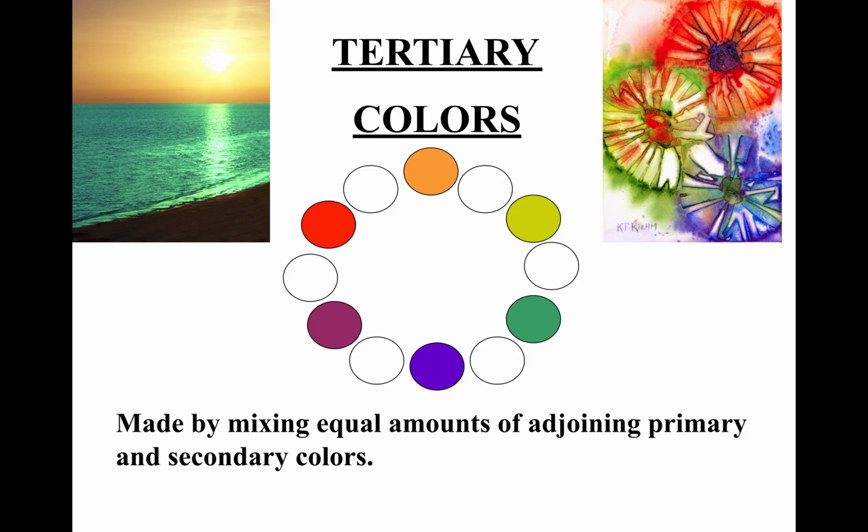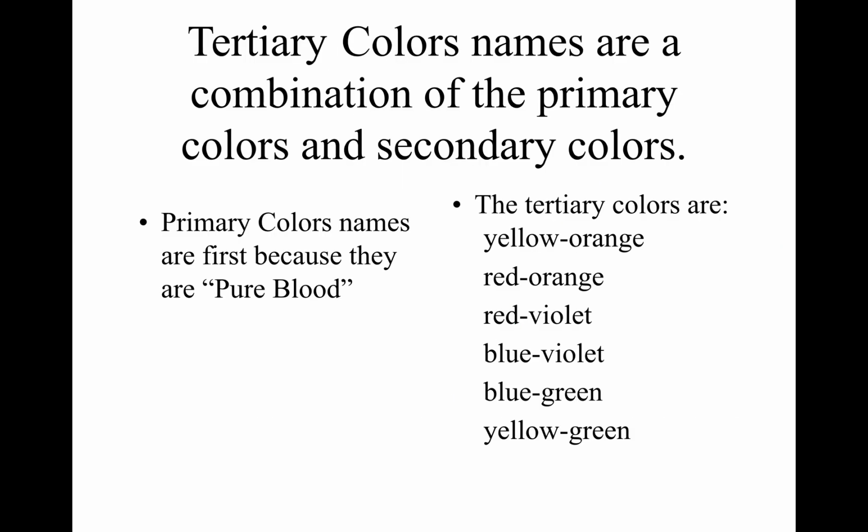Tertiary colors are the colors that are in between your primaries and secondaries. That means they're a combination of one primary color and one secondary color. These are your colors like yellow-orange, yellow-green, blue-green. Okay? Sometimes we have other names for them like teal or tangerine, but they are the colors in between a primary and a secondary.